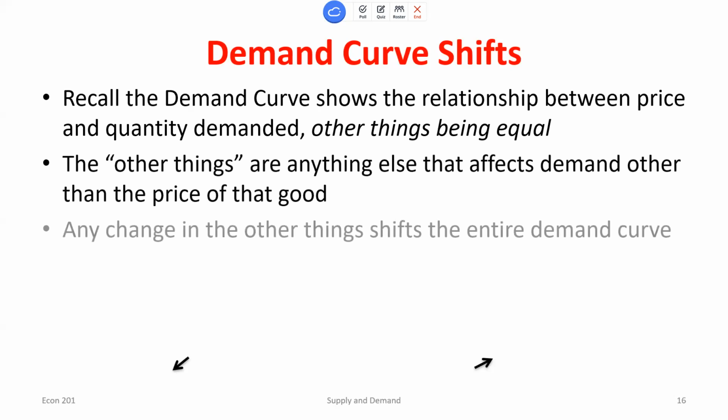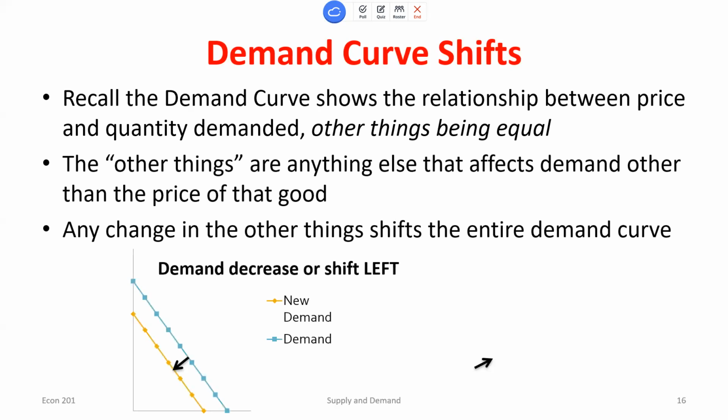So what happens if these other things change? I kind of already alluded to this, right? We can see a decrease in demand. So when we see lower demand, that means that at any given price, quantity demanded goes down, right? So it's going to be kind of this left shift in demand.